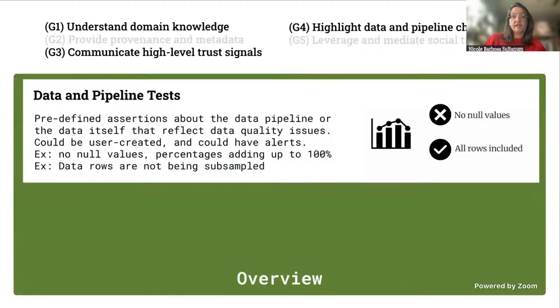In the first cluster, data and pipeline tests build on the notion of Boolean programming assertions and can test data quality features like presence of null values, domain knowledge features like value thresholds, or indicate what data slices are present or absent in the visualizations. The idea here is they provide deterministic and domain-relevant sanity checks on the data.